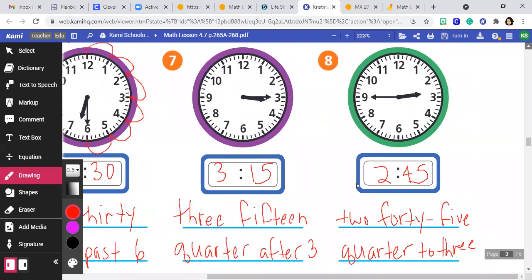Number 8, I can see that there is 1, 2, 3, 4, 5, 6, 7, 8, 9. That minute hand is pointing to the 9, so 9 groups of 5 is 45. There are 45 minutes past the hour, and the hour hand is in between the 2 and the 3. It's not 3 o'clock yet, which means it's still 2 o'clock. So the time on this analog clock is showing 2:45.